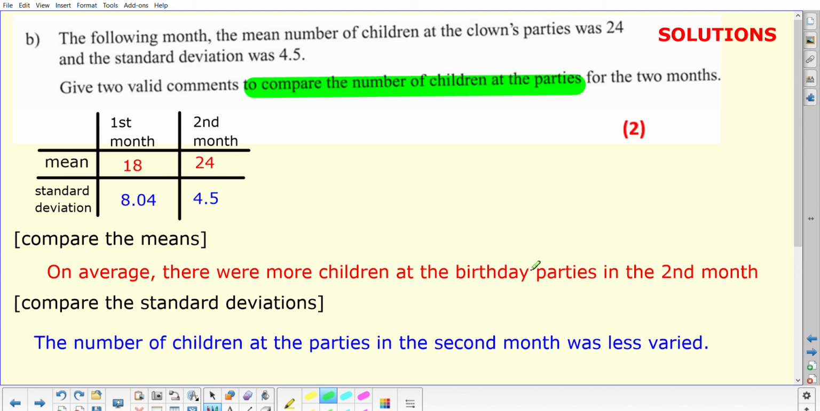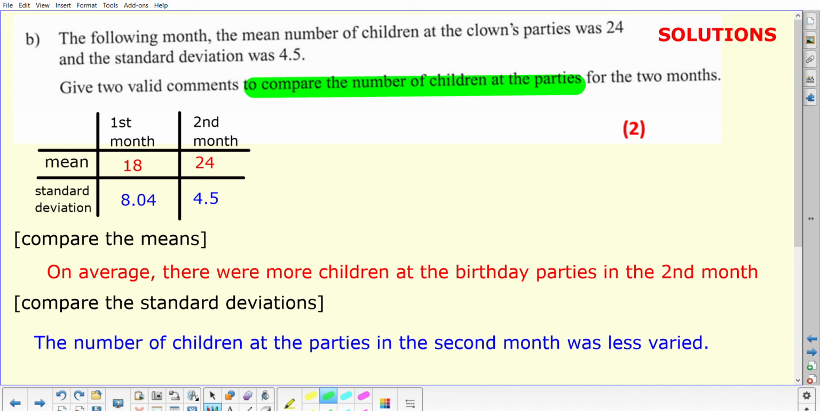So we've just worked out for the first month that the mean number of children at the party was 18 and the standard deviation is 8.04. The information you've just been given is that in the second month, the mean number of children at the parties was 24 and the standard deviation is 4.5. So what does that tell us? Well, first of all, you need to compare the means. So we can clearly see the second month, the mean is higher.